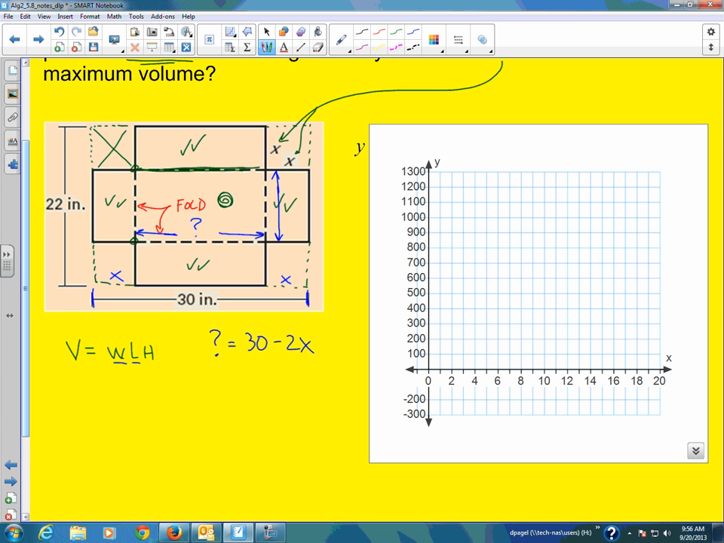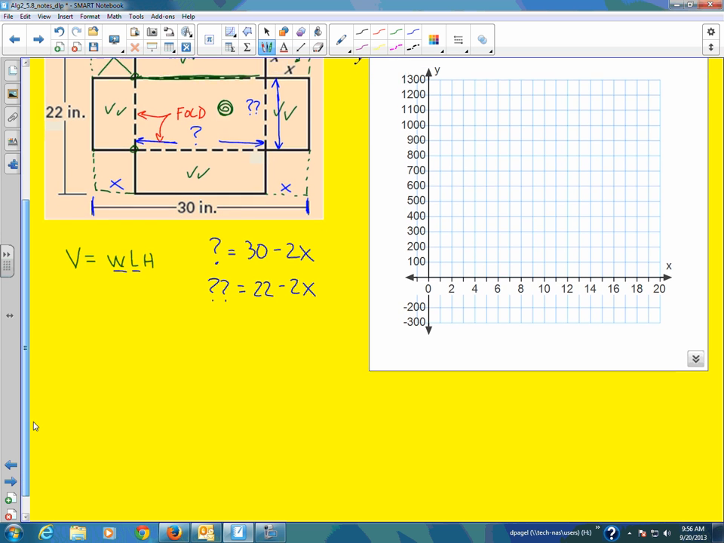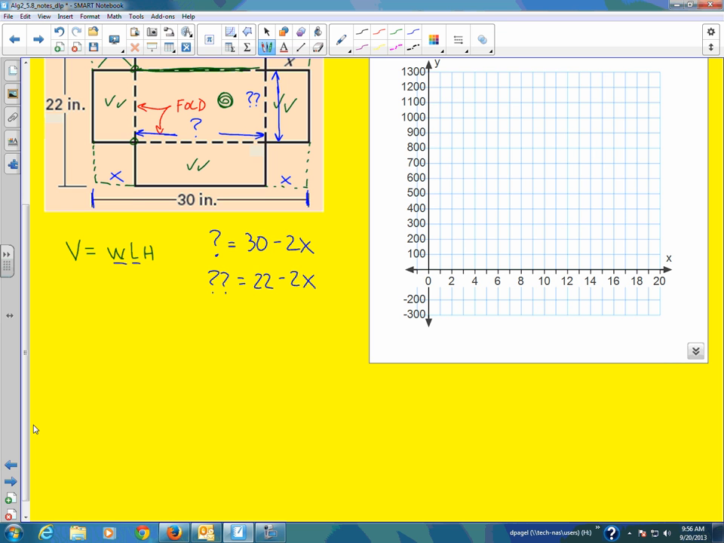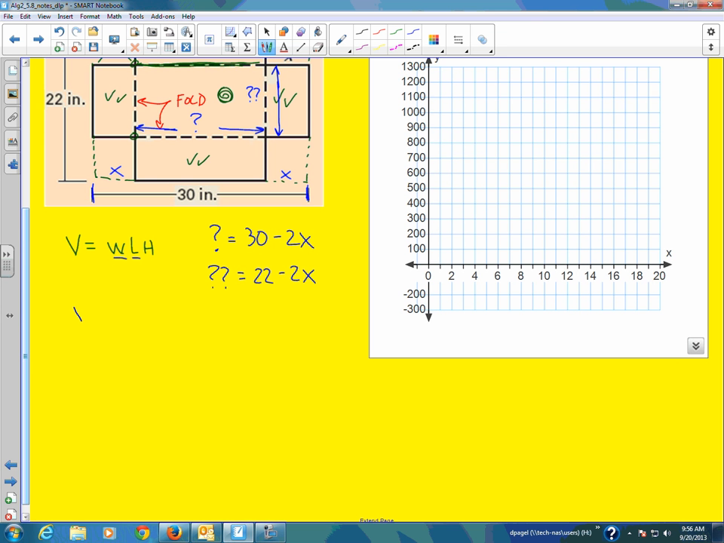And this length over here, same concept, started with 22 inches, and we removed the 2 corners. And now we have the dimensions of the width and the length of our box. And again, height is going to be that x component. So we can write our volume as a function of x is equal to the length, 30 minus 2x, the width, 22 minus 2x, the height, x. Everything is in terms of x.